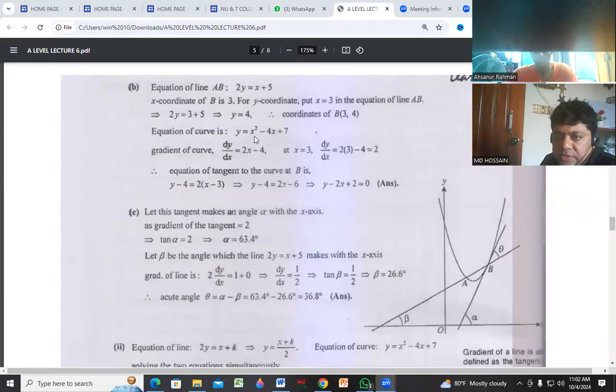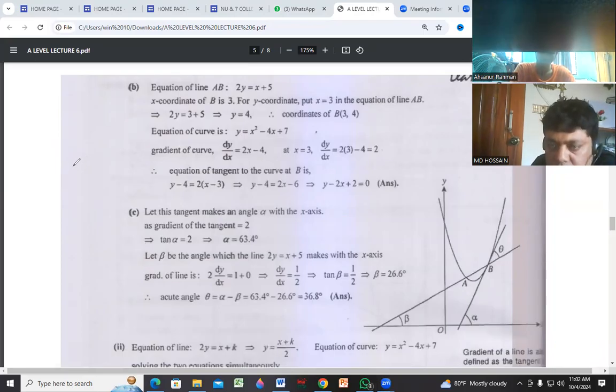Now the equation of the curve is y squared equals k squared minus 4x plus 7. The gradient of the curve means dy divided by dx. Right now you should memorize it. The gradient of the curve equals dy by dx. In case of differentiation, we should keep this in mind. We will discuss the differentiation in detail in our differentiation chapter.